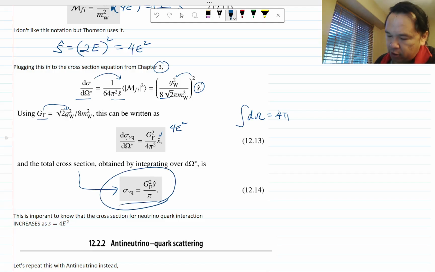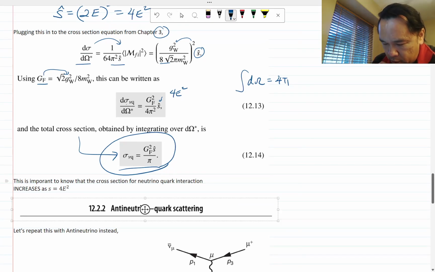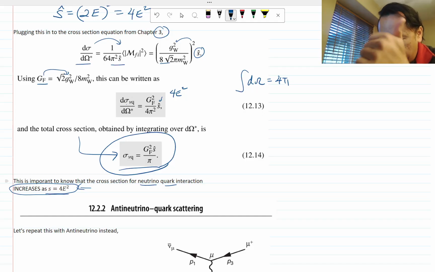You have a very, very simple equation for neutrino to quark scattering, okay? So one thing to note, this is different from a lot of the scatterings we've been doing. The neutrino quark interaction actually increases with energy squared. This is something different than what we're used to, where cross-sections tend to decrease as energy increases, but in the neutrino case, it actually increases.